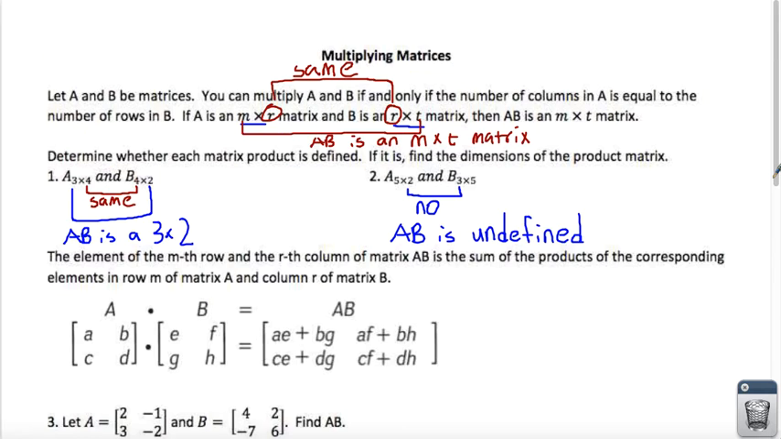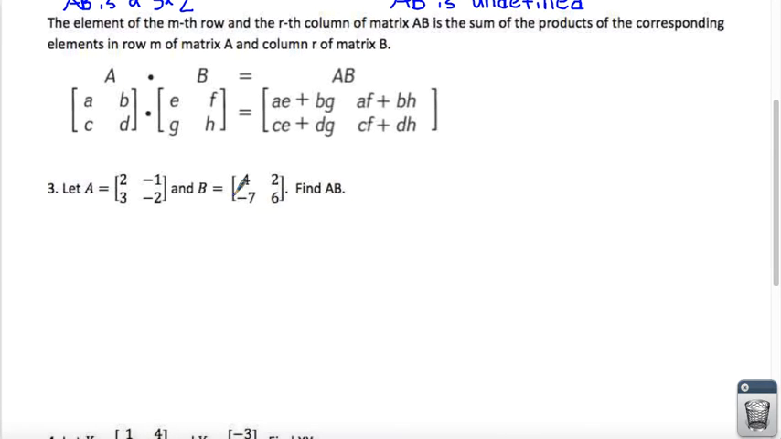So if you look at this example here with just variables, you can see that the row 1 column 1 element of AB is A times E plus B times G. We get those numbers from the first row of A and the first column of B. So we did A times E and then B times G. Then to get the second element, notice it's A times F plus B times H. So it's the first row again, A and B, but now they're being multiplied by the second column, A times F and B times H, and so on and so forth.